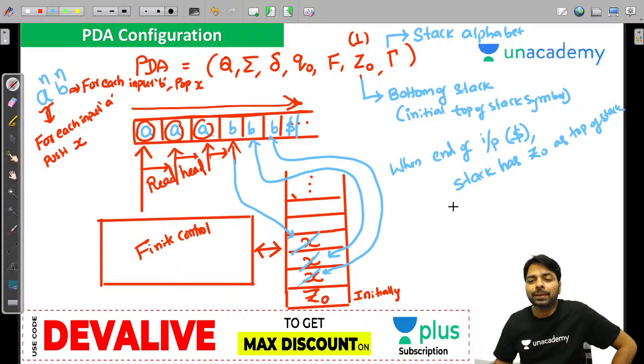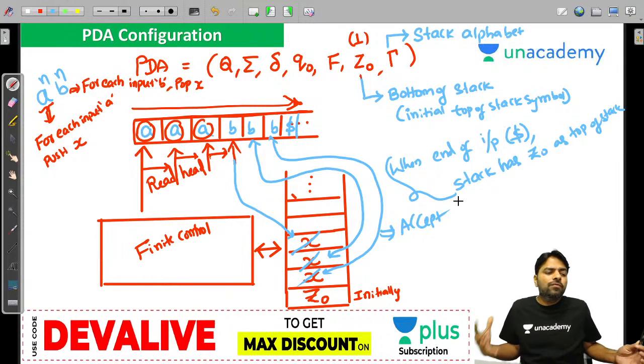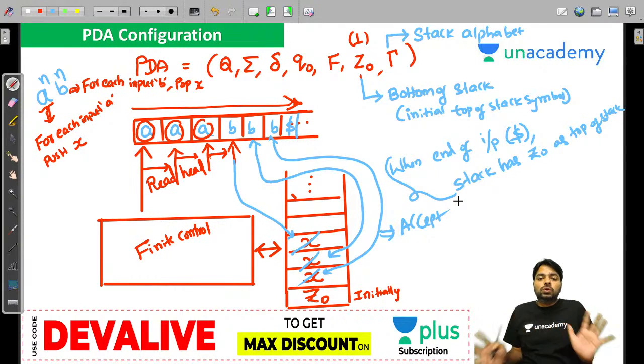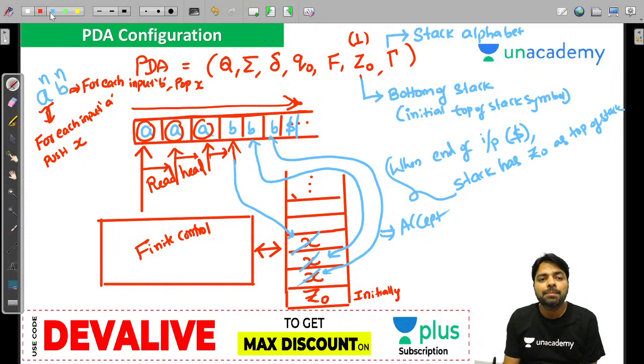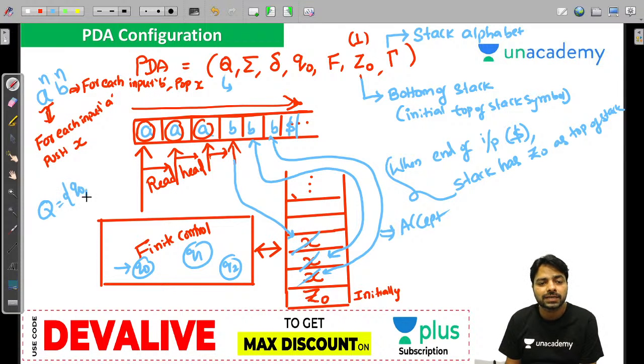Oh, when this happens, you got to accept. This is acceptance. Now, this is how we built using PDA, but right now don't worry. What I am trying to explain here is that Q is the set of states. Everybody knows that Q, maybe you will have Q0, Q1 inside. So you might have the states. So Q represents the set of states.